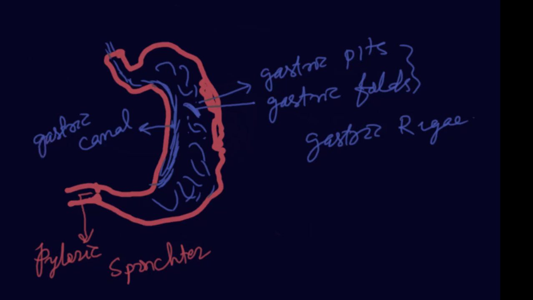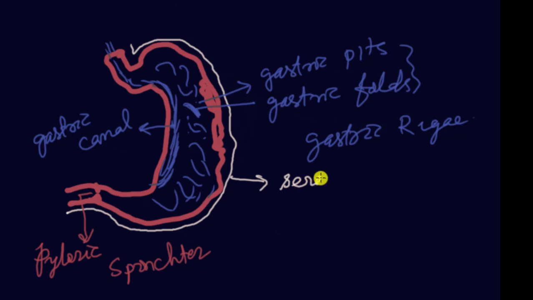We'll see the layers of the wall of the stomach, right? So at the most outer layer, here you'll see, okay. This most outer layer is covered by the peritoneum. So which layer will it be? Serous layer, because you know that the peritoneum is nothing but the serous layer, right?